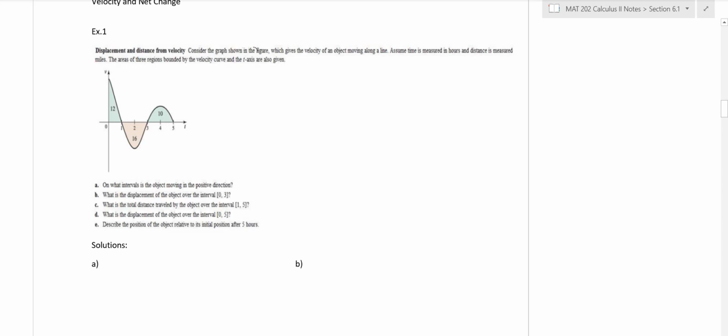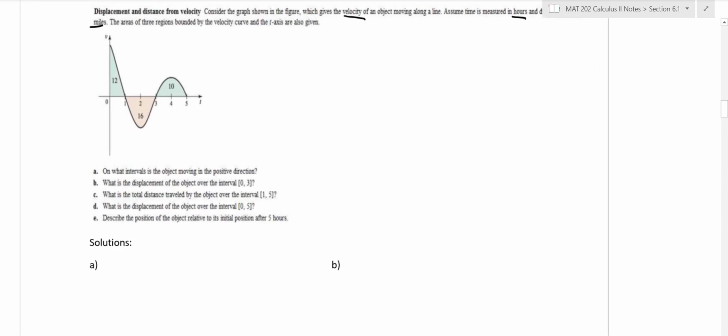So this says we have a graph shown in the figure. This gives the velocity of an object moving along a line. Assume the time is measured in hours, the distance is measured in miles. The areas of the three regions bounded by the velocity curve and the t-axis are given. So these are values of the areas of those different regions.